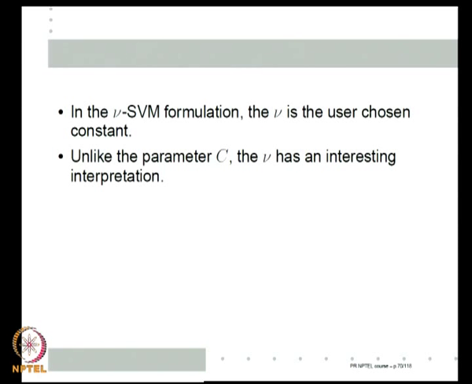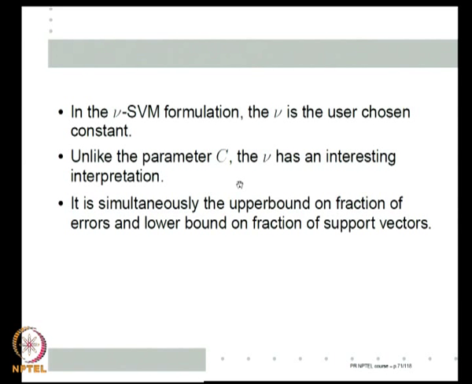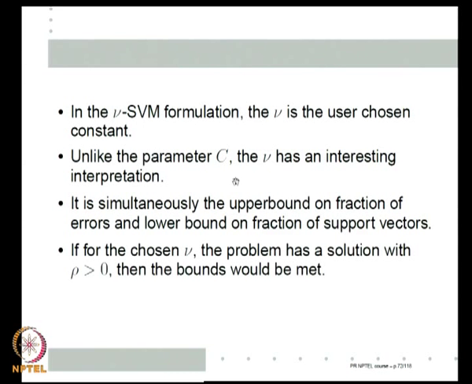And given that nu is between 0 and 1, it is simultaneously a lower bound on the fraction of support vectors and an upper bound on the fraction of margin errors. Simultaneously an upper bound on the fraction of errors and a lower bound on the fraction of support vectors. So, what it means is, if for the chosen nu, the problem has a solution with rho greater than 0.